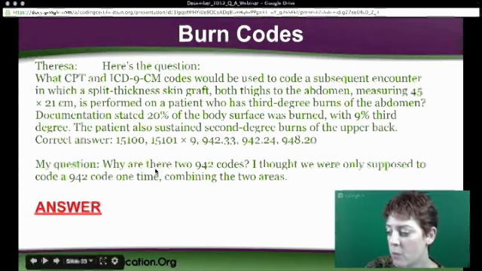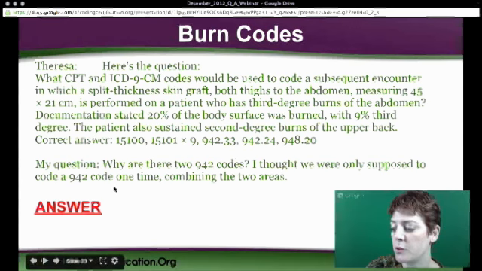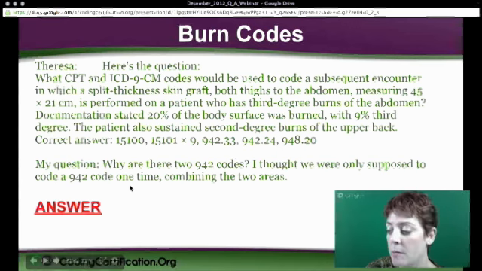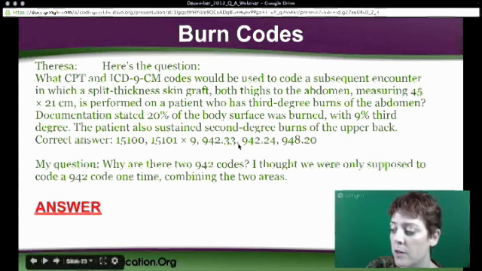What she's asking is, why are there two 942 codes? I thought we were only supposed to code a 942 code one time, combining the two areas. And she's absolutely correct. So this is a practice question that clearly has a wrong answer.